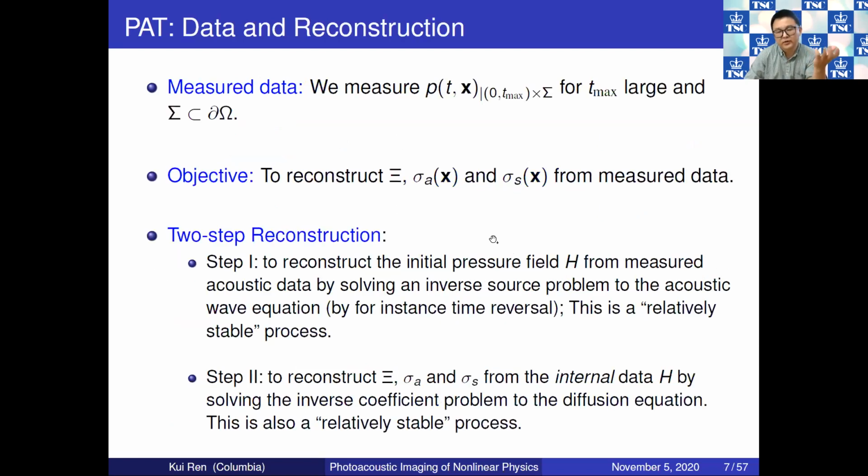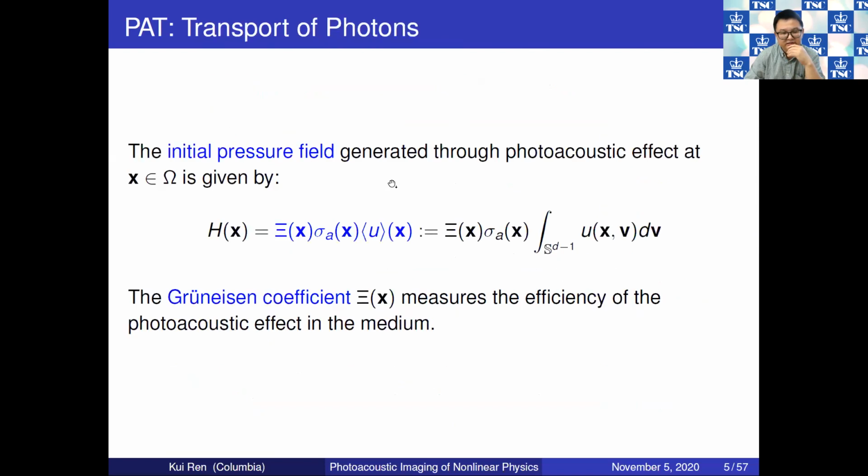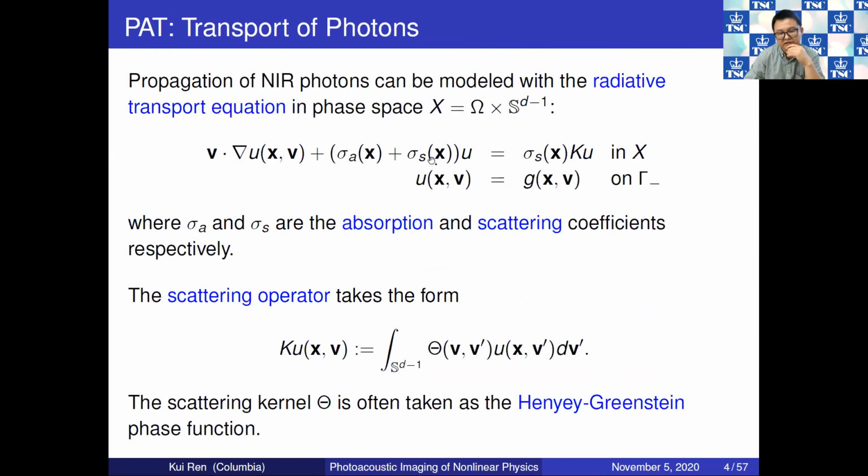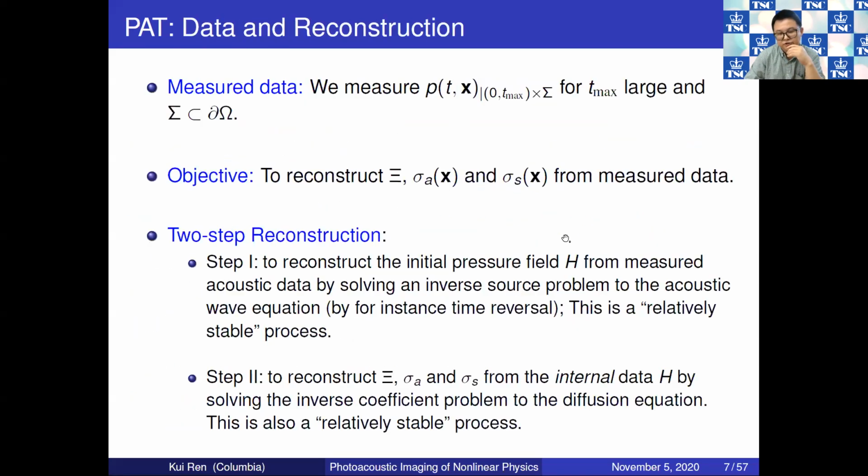All right, so again, what you do is you measure the pressure data on the boundary of your domain. And from that, you want to reconstruct basically the three coefficients I mentioned. So the Grüneisen coefficient here, the absorption coefficient, and also the scattering coefficient. Okay, I'll show you later that the scattering coefficient is very often, for practical applications, less important because it changes less when there's a tumor or there's not a tumor. The absorption is really what people are interested in, and also the Grüneisen coefficient.